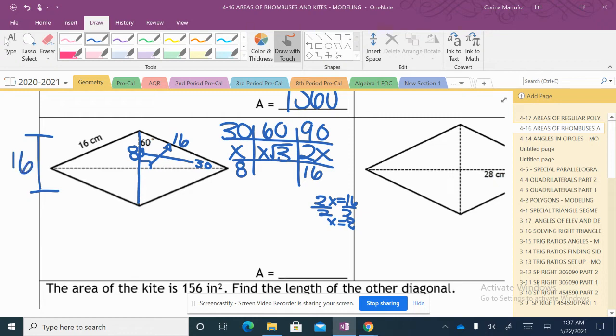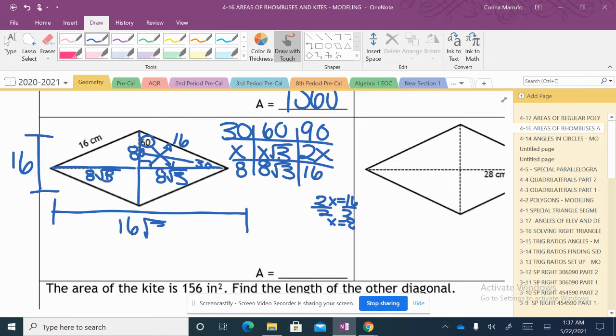And then for this one, since x is 8, that means that the side across my 60 is 8 times the square root of 3. Well, here's my 60-degree angle, so this is my side. So this is 8 times the square root of 3. Okay, that means that the whole thing from here to here, if I add 8 times the square root of 3 plus another 8 times the square root of 3, that gives me 16 times the square root of 3.